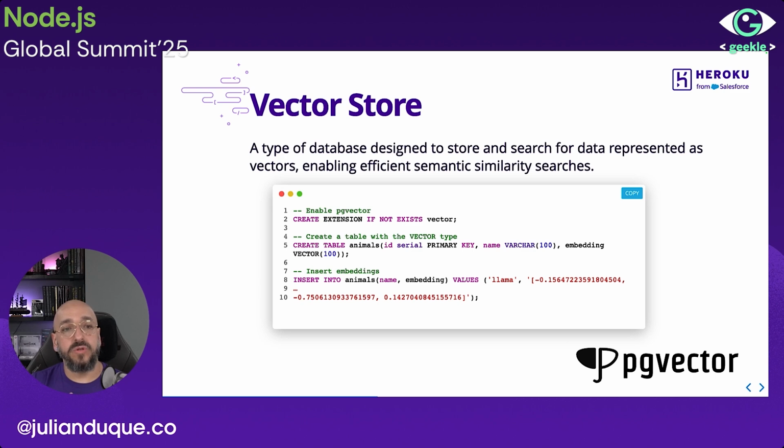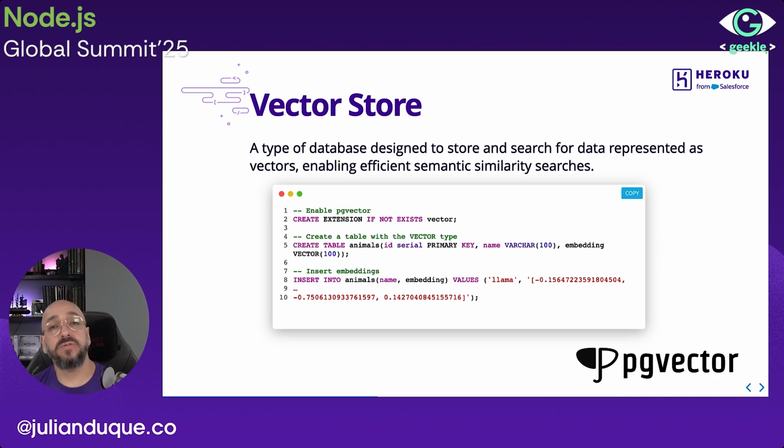We are going to also use a vector store. I love PostgreSQL. I've been using PostgreSQL for a while, so I decided to use pgvector for my vector operations. So, what is a vector store? It's a type of database that is designed to store and search for data that is represented as vectors, as an array of numbers. These enable efficient semantic similarity search. So I'm going to be searching for things that are semantically close to each other.